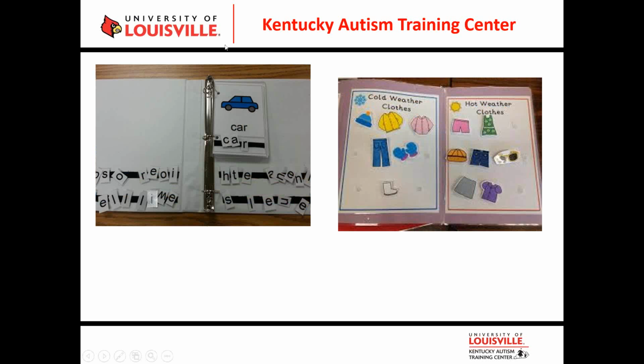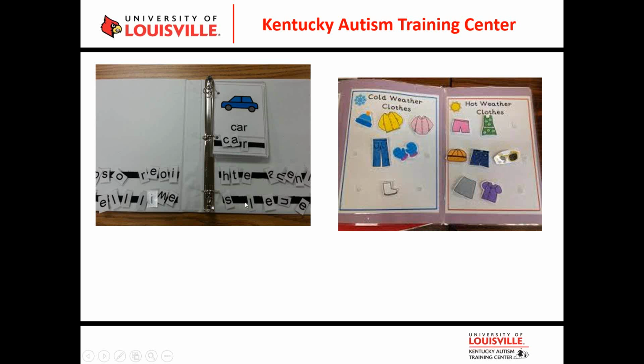This activity is a reading activity, and there are a lot of letters with this one. That was my only thing with this one. There are a lot of letters, but I'm going to assume that this child was a little higher functioning and able to sort through those letters. And so he is going to flip through the icons, and he is going to spell out the word car.